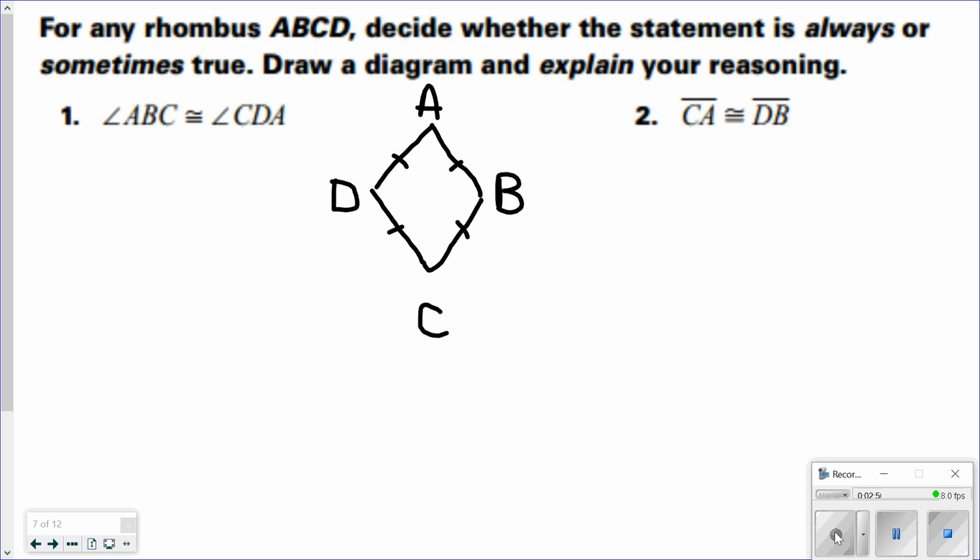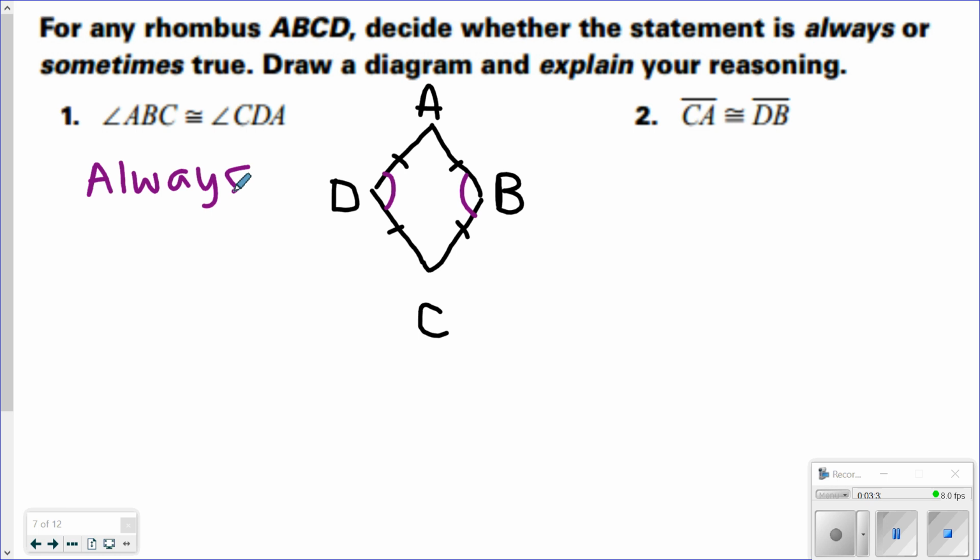So for our first example here, for any rhombus ABCD, decide whether the statement is always true or sometimes true. To answer these questions, make sure you have your properties out that you just wrote down from the previous slides, and we should now be looking at a rhombus. All right, so number one says that angle ABC, which is this angle right here, would be congruent to angle CDA, this angle right here. When is that true for a rhombus? Is it always true or sometimes true? Well, this is always true. And if you look back at your properties of a rhombus, we know that the opposite angles are congruent.